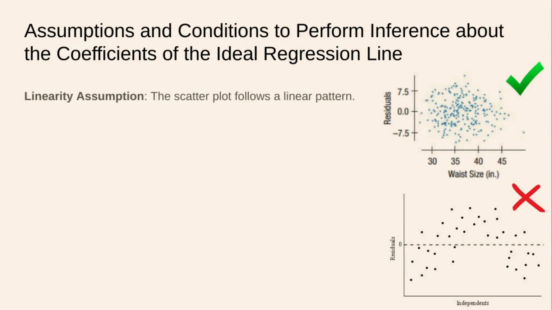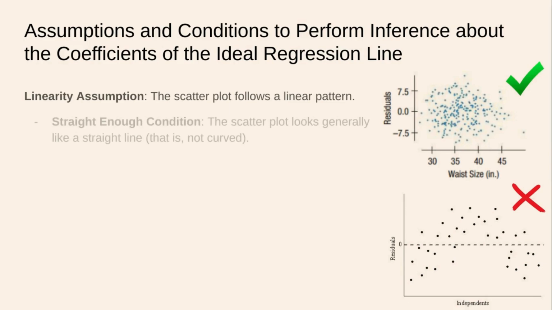We need to assume linearity. The scatter plot follows a linear pattern. The book calls this the straight enough line condition, or just the straight enough condition. The scatter plot looks generally like a straight line that is not curved.